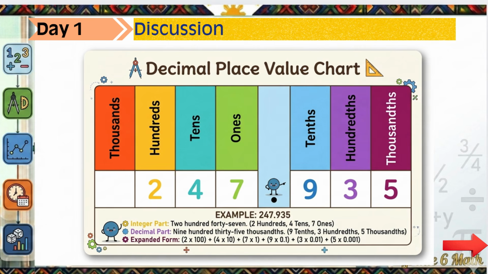Once you cross to the right of the decimal point where the small mascot is pointing, the value of each digit shrinks drastically. The 9 represents 9 tenths. The 3 stands for 3 hundredths and the 5 represents 5 thousandths, with a total value of 0.005. When we combine all these individual values in expanded form, 2 times 100 plus 4 times 10 plus 7 times 1 plus 9 times 0.1 plus 3 times 0.01 plus 5 times 0.001, we read the full number out loud as 247 and 935 thousandths.